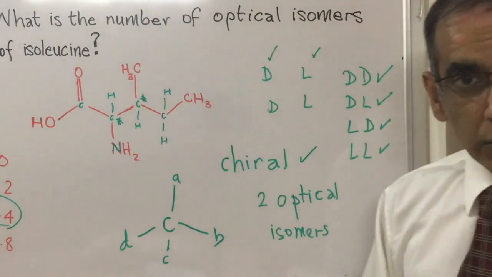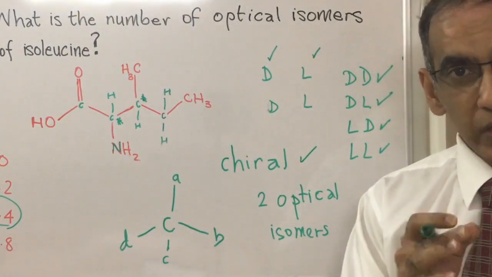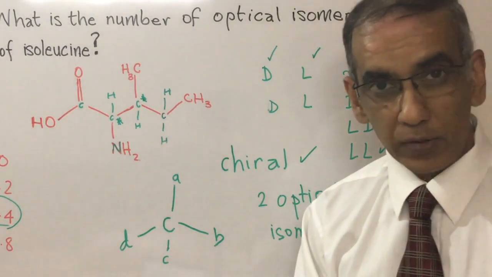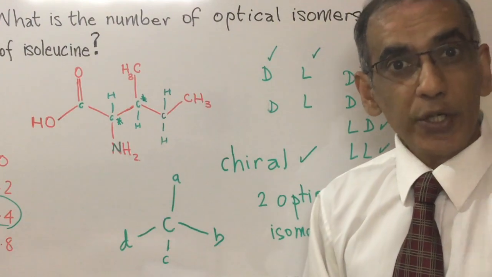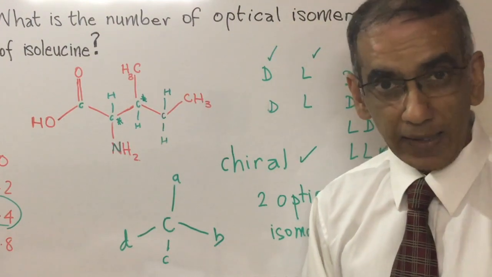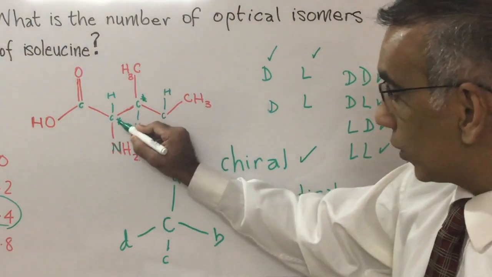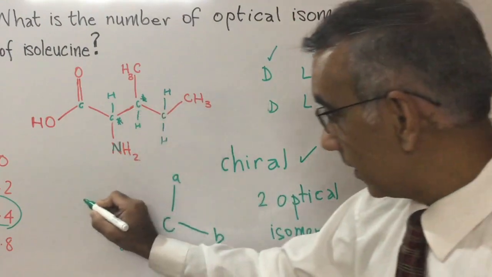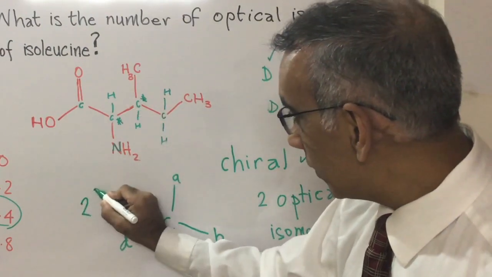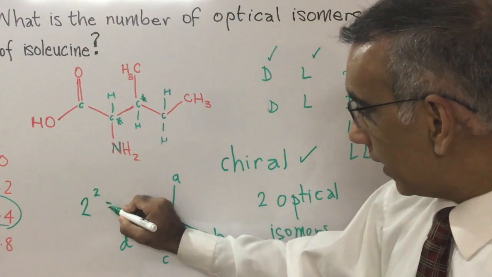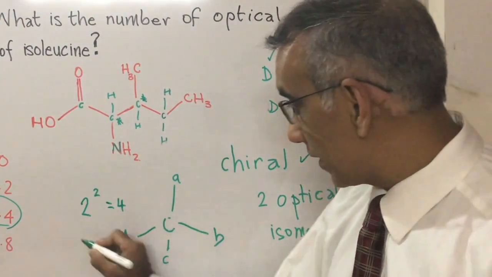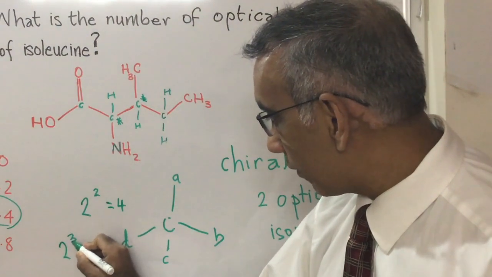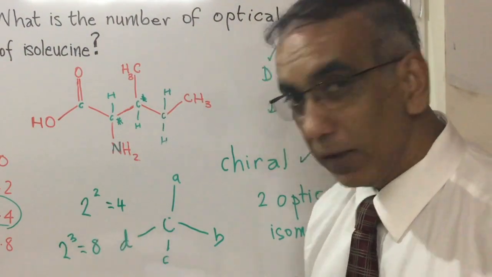Of course, there is a short way to do this, which is not explicitly included in the IB chemistry guide. But now that we see a question like this, it's useful to have this formula at hand. And the formula says if there are two chiral centers, then we go 2 to the power of 2, and you get 4. If you happen to have three chiral centers, then you go 2 to the power of 3, and you end up with 8.